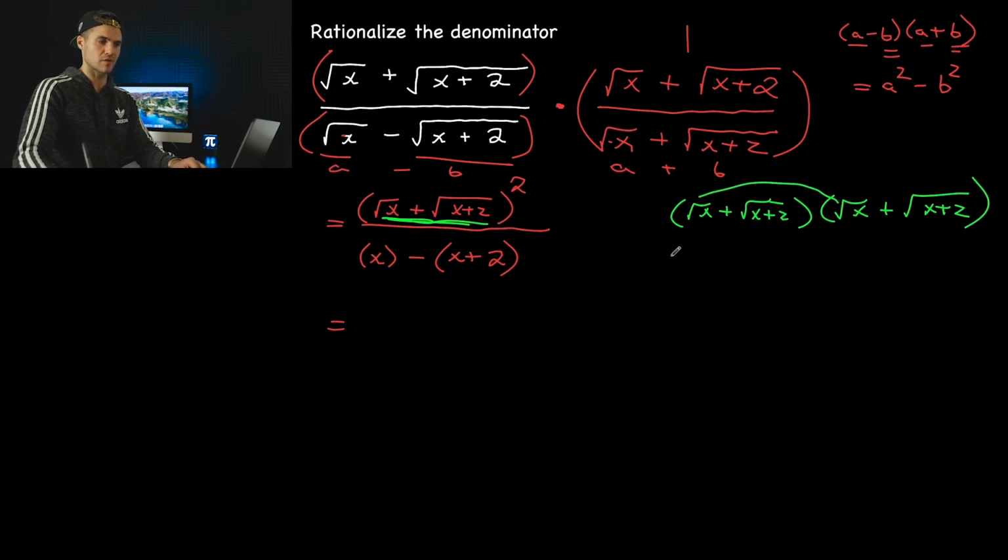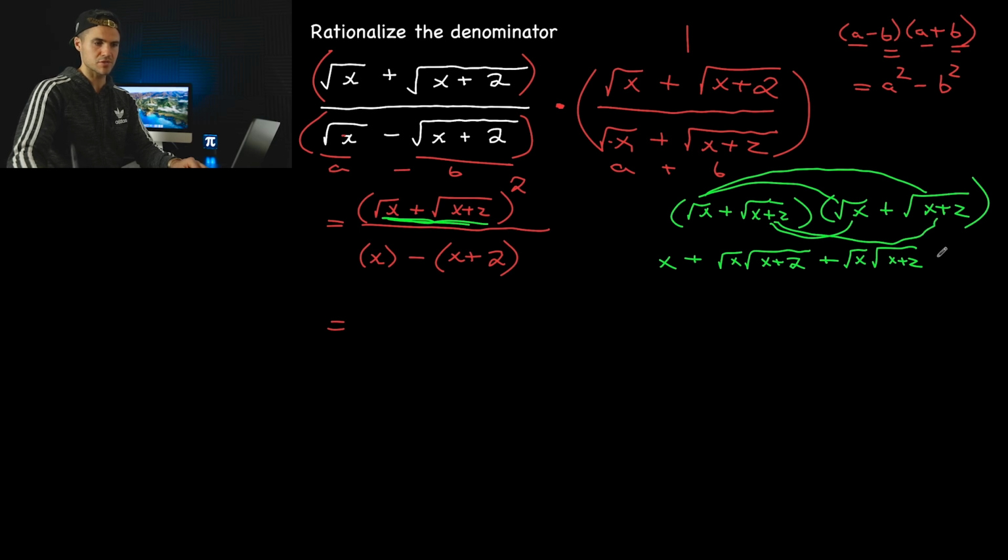Square root of x times the square root of x is x. Square root of x times the square root of x plus 2, let's just keep them separate like this for now. And then same thing here, square root of x times the square root of x plus 2. These are going to be like terms. Then the square root of x plus 2 times the square root of x plus 2, and notice the roots cancel out, and we're just left with x plus 2.